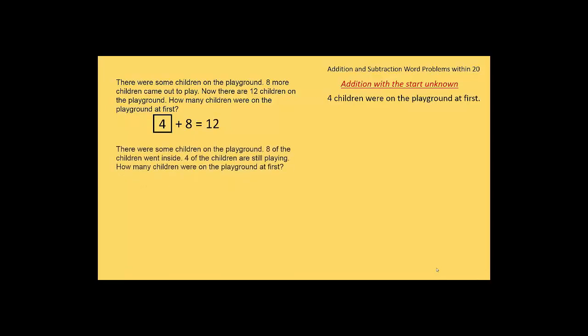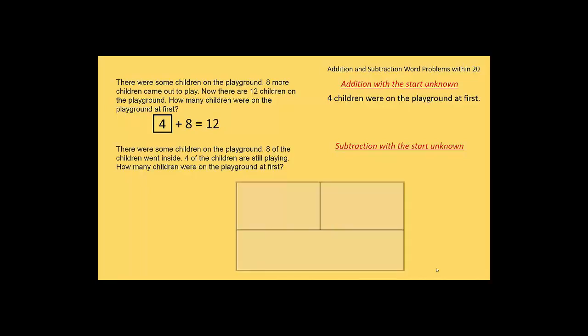Rewording this problem gives an example of subtraction with the start unknown. There were some children on the playground. 8 of the children went inside. 4 of the children are still playing. How many children were on the playground at first? Students would use manipulatives, draw pictures, and use their knowledge of addition and subtraction to solve this problem. This problem can be worked out concretely using a part whole work mat and 2 color counters.